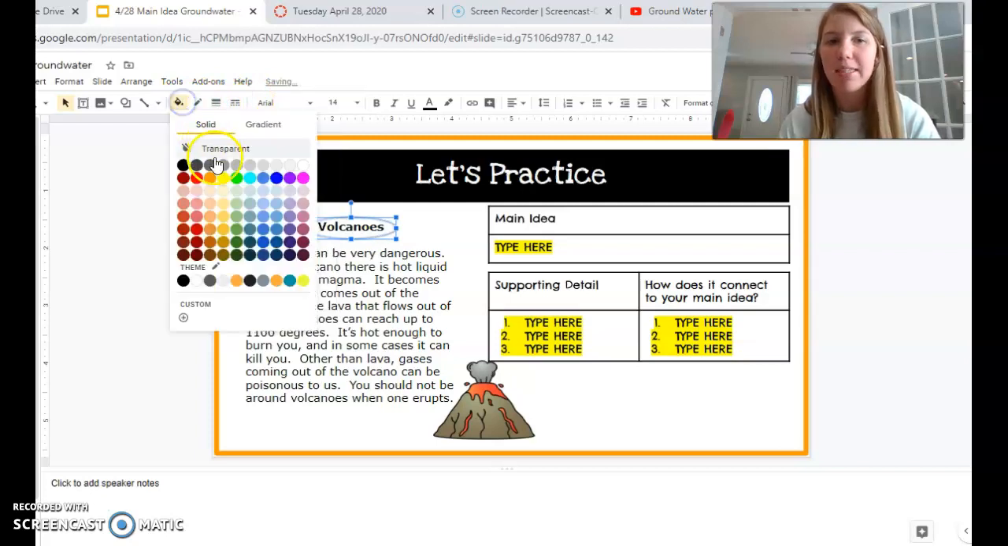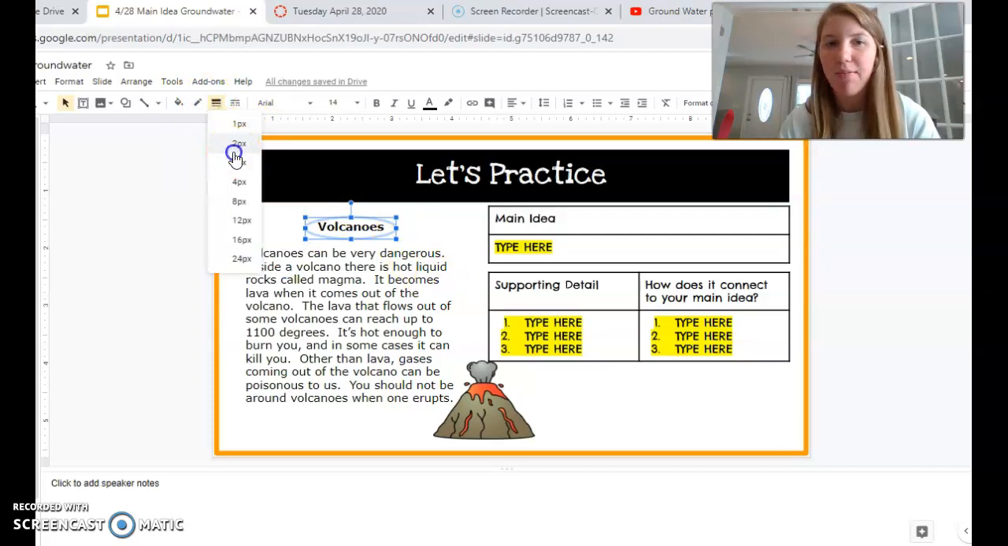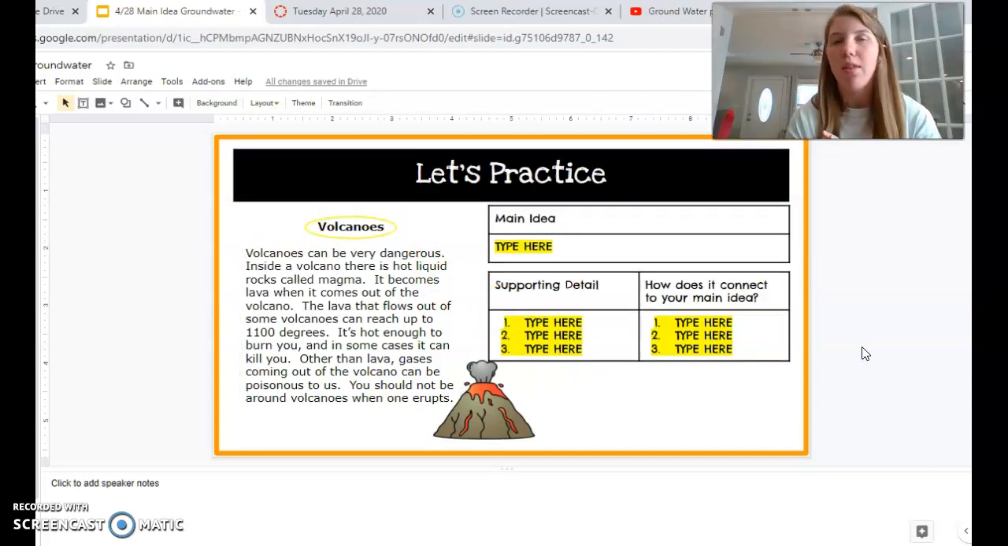I mean, it only makes sense, why would the author title something that is not important? Sorry, I'm trying to highlight my volcanoes. There we go. So our title is volcanoes. Now I know that the author is going to be talking about volcanoes in his text. Now, what is the author going to teach me about volcanoes? I don't know yet. Let's read.